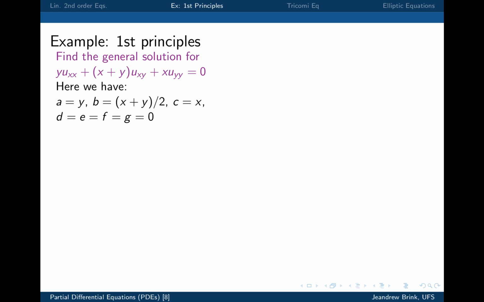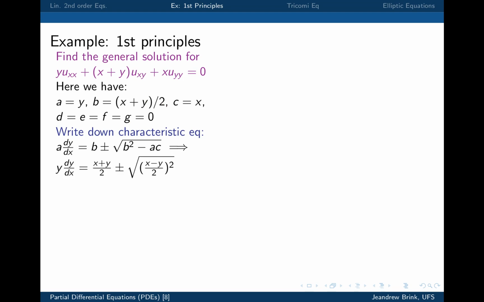Then the next step is, all those others were 0, because they're not there. And then I immediately write down the characteristic equation so that I can identify the type of my equation, and I can get a feeling for where I'm going. Okay, so the characteristic equation is that. I've just taken the denominator out over here and put it in there so that it looks nicer. I substitute in A and B and C, and I get this equation.